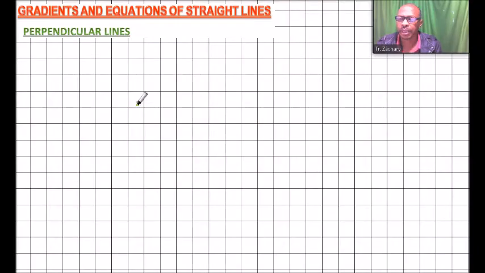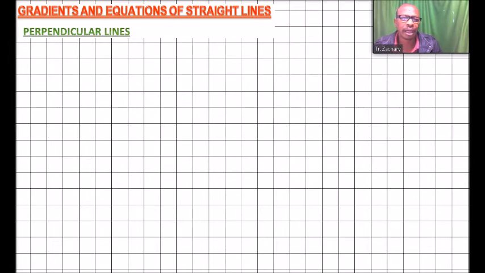Welcome to this topic, and this is gradients and equations of straight lines. In this particular lesson, we are going to deal with perpendicular lines. So the first thing that we need to do is to define what are perpendicular lines.